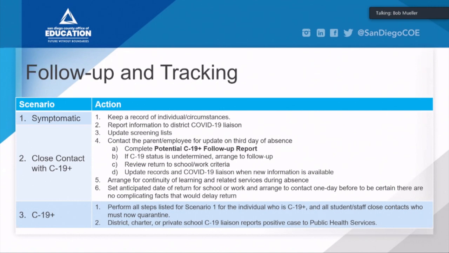For people that have been identified as having COVID-19, we're still going to perform those steps in the box above this. But now we're also going to have to identify their close contacts and then do the same measures we talked about for each of those people. We also need to make sure that the district, charter, or private school COVID-19 liaison, whatever agency we work for, has all of the information they need to work closely with public health to ensure that we're doing contact tracing effectively.